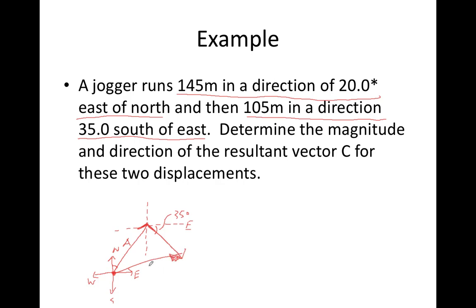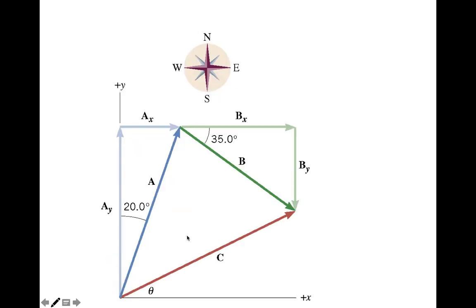So this is vector C, A, and B. Drawing these sketches is one of the most challenging parts, but it's really important that you start with the sketch. So the sketch looks something like this.